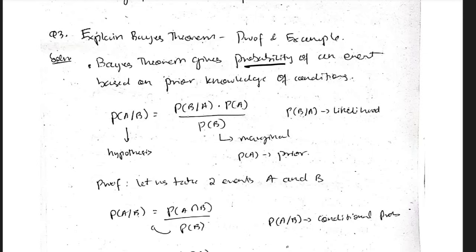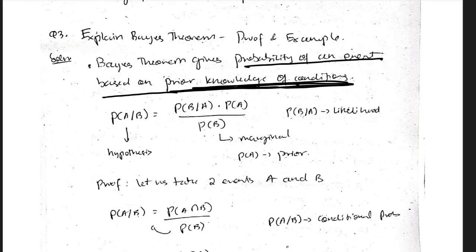Bayes theorem gives the probability of an event based on the prior knowledge of conditions. This is the main concept which you need to keep in mind. It has a prior knowledge of the conditions, and based on that, it will give the probability of an event.